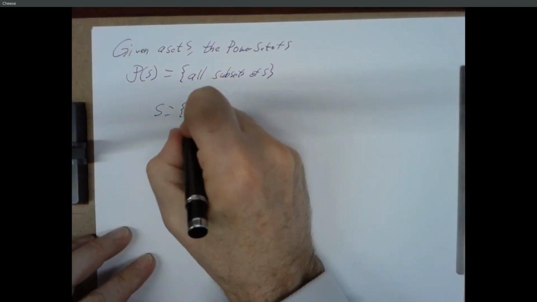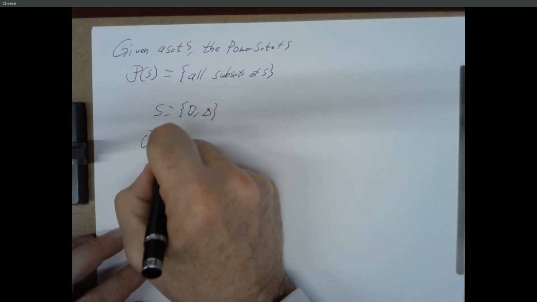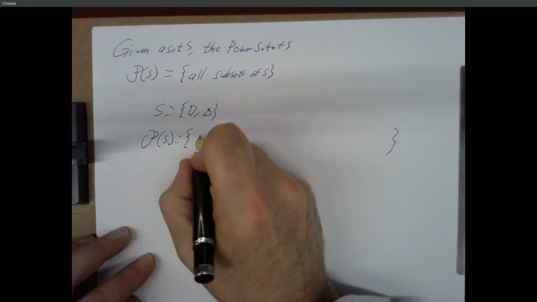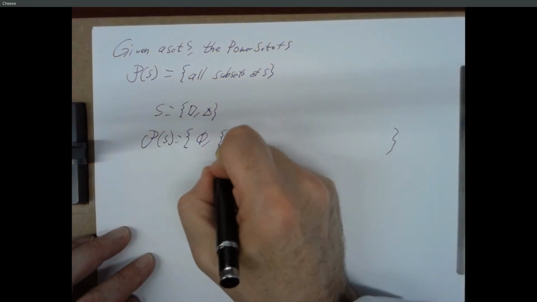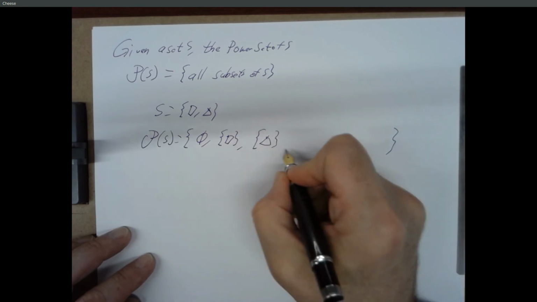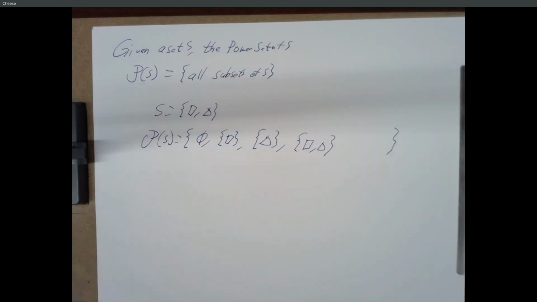So S equals a set consisting of a square and a triangle. The power set of S is a set containing each of the subsets. So the empty set, the singleton set with a square, the singleton set with a triangle, and the set containing the square and the triangle, S itself.